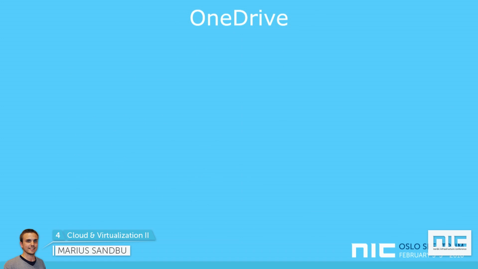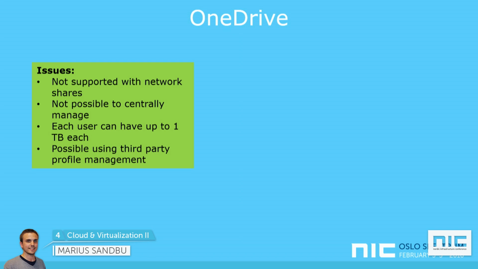When it comes to OneDrive, the problem with OneDrive is that it's cheap storage, huge storage. You don't have any enterprise management capabilities with it. You can't store it on a network share. No central management as such.